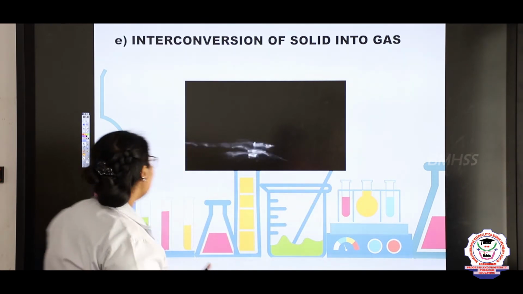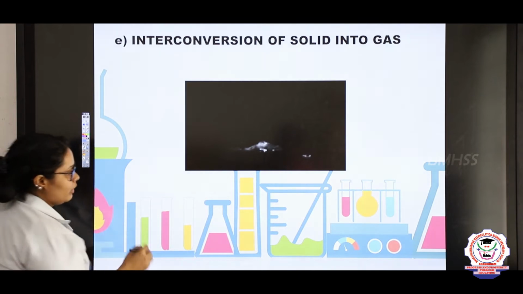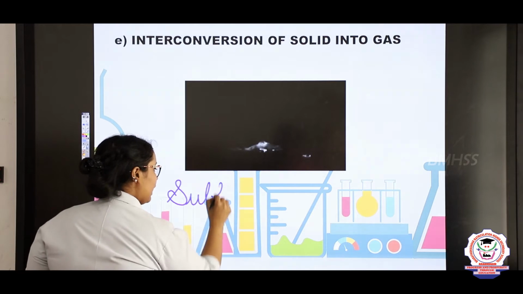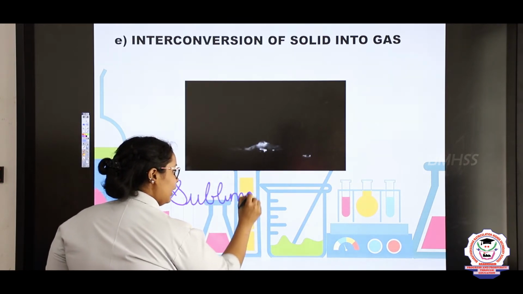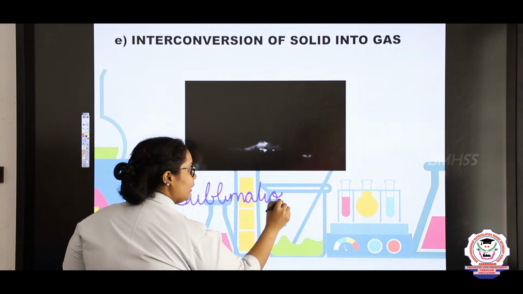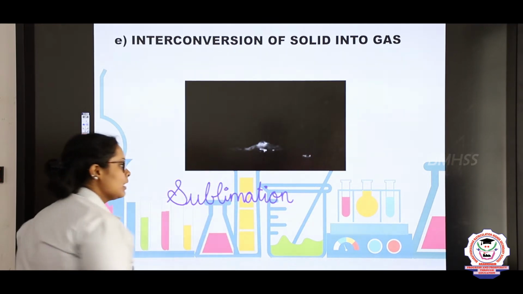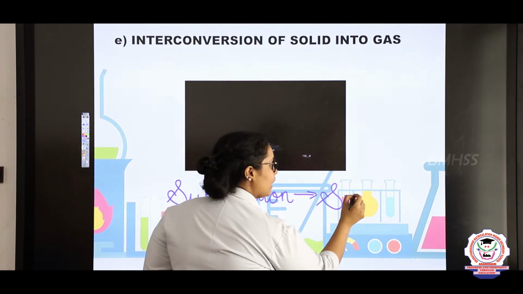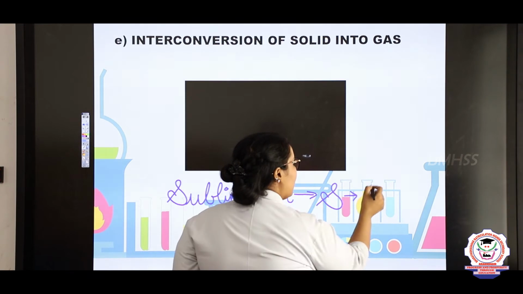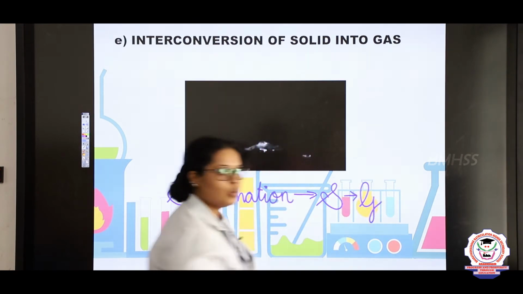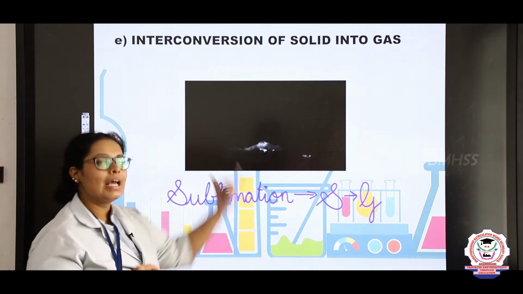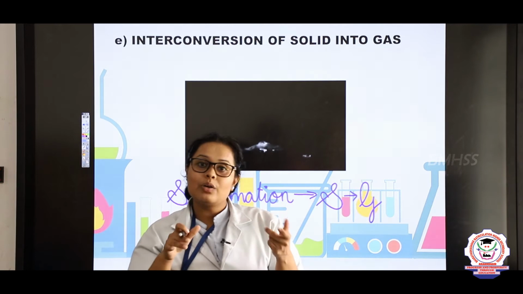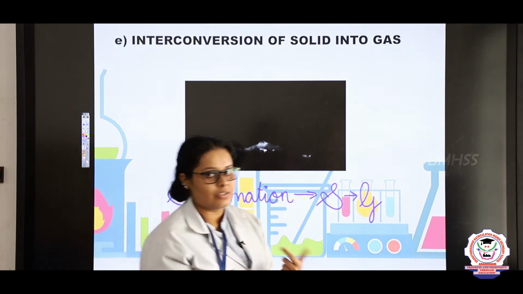This process is known as sublimation. What is it known as? Sublimation. S-U-B-L-I-M-A-T-I-O-N. So sublimation is a process in which a solid directly gets converted into a gas. So the name of the process is sublimation. Here we cannot talk about the temperature at which it changes, because there are various forms in which it changes, right.